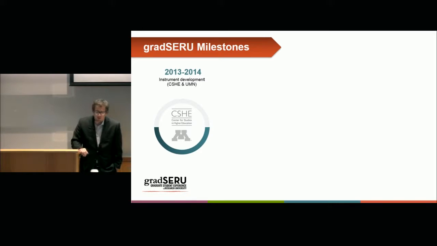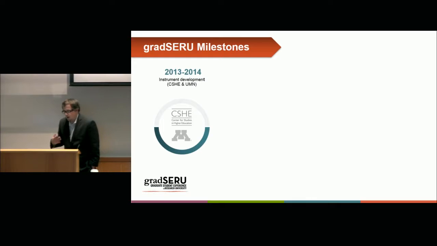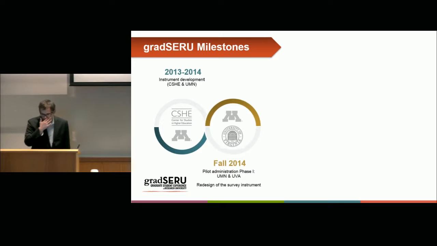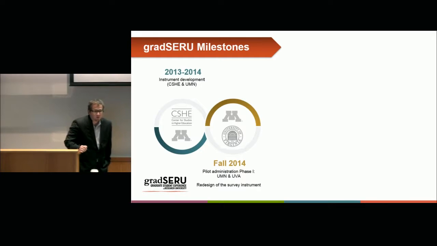This included individuals from student affairs, from public engagement, from the Writing Center, from the libraries, from ISSS. And there was general agreement that we wanted to proceed and move forward. That effort evolved into what is now the GradSERU survey. So 2013, 2014 was about instrument development. We then piloted the survey for the first time in fall of 2014, both at the University of Minnesota and at the University of Virginia. And we got back the results, and we were generally satisfied with what was returned.